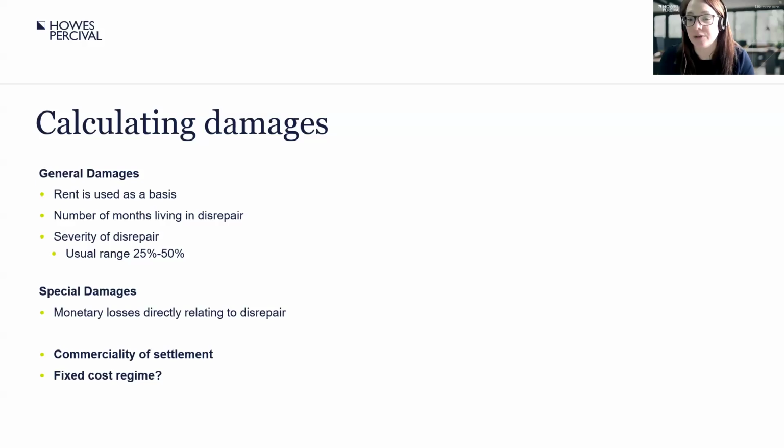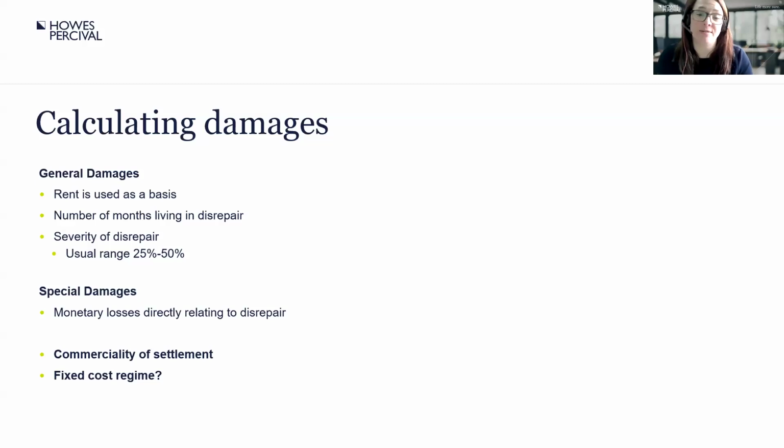At the moment, fixed recoverable costs in the fast track, which is where the tenant's compensation is less than £25,000, don't apply to housing disrepair cases. And a previous suggestion was that we wouldn't see fixed costs in housing disrepair cases for 2 years. That suggestion was back in February 2023, so fixed costs may well be back on the table soon.